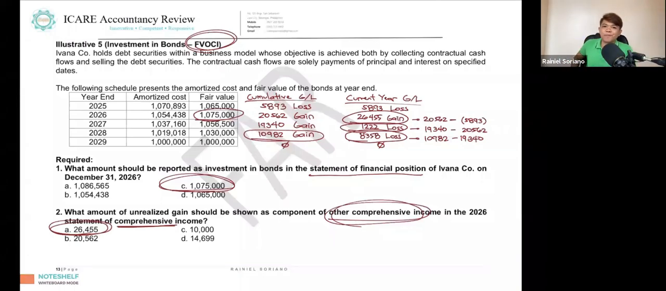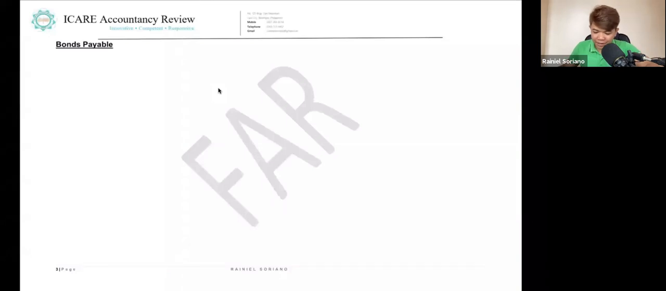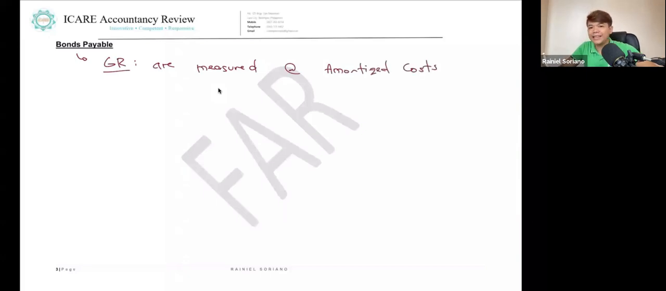Hi guys! So last part of our discussion will be all about bonds payable. So if na-gets mo yung discussion natin ng investment in bonds kanina, specifically yung sa FVPL as well as yung sa FAAC, madali na lang itong dito sa bonds payable natin. Alright, so here in bonds payable, as a general rule, all bonds payable must be measured at amortized cost. Again, bonds payable are measured at amortized cost. At itong amortized cost na to, kapareho lang po yan nung napag-usapan natin kanina.